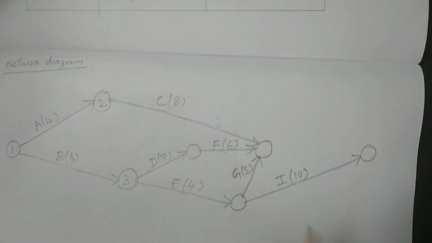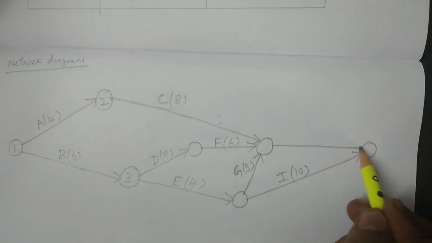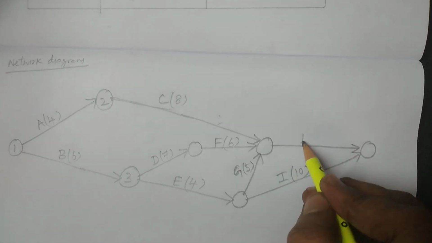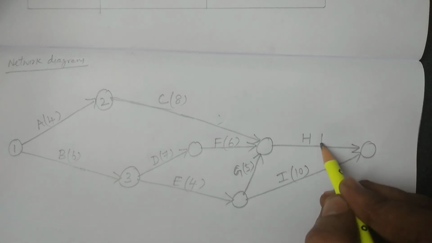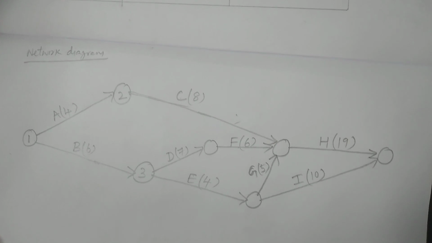And finally we have one activity called H. I am considering it is an AND activity, independent activity. Therefore, I am considering H here. Then the time duration is 19 months. Now the diagram was finished.